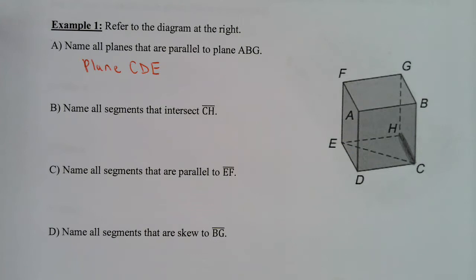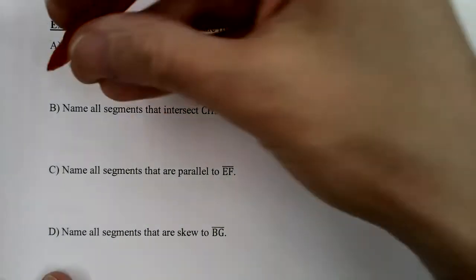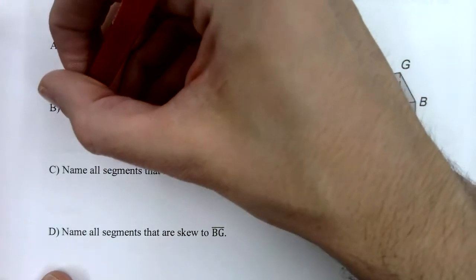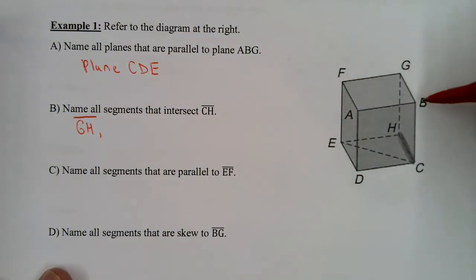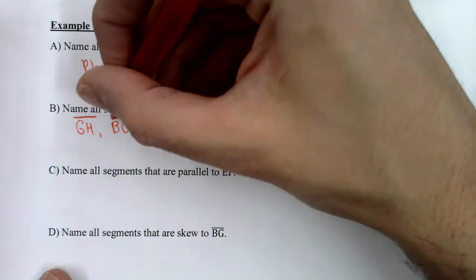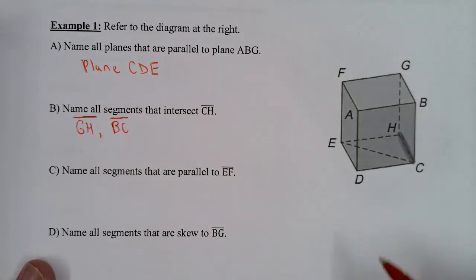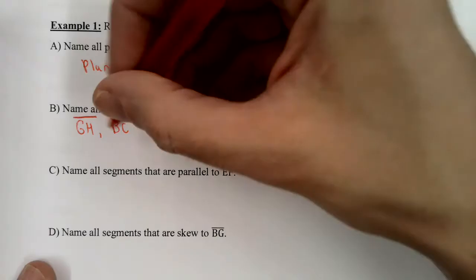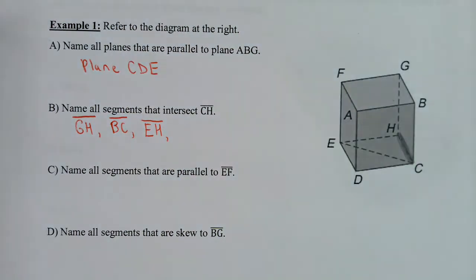Name all the segments that intersect that segment. We have a bunch of segments. So we have segment GH. When we name that, we use the symbol above it for segment. So segment GH like that. We have segment BC. GH intersects that one, BC intersects it. What else do we got? We got segment EH. EH intersects CH.